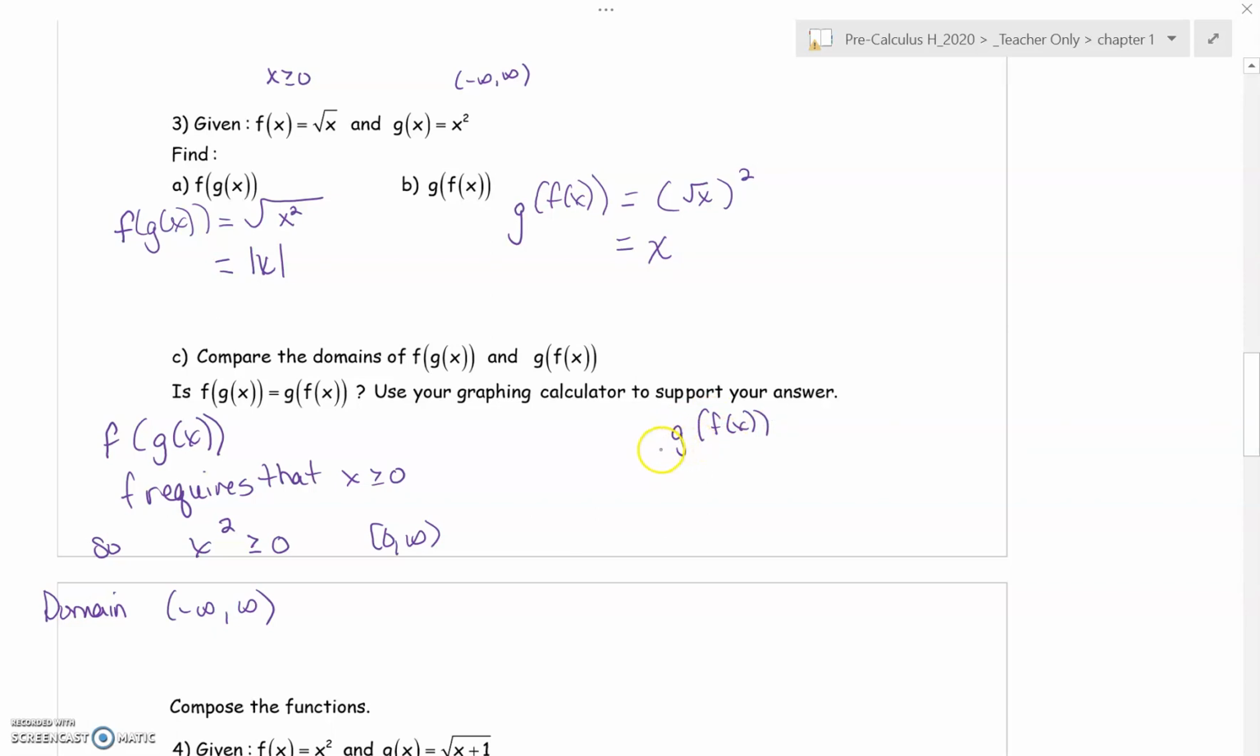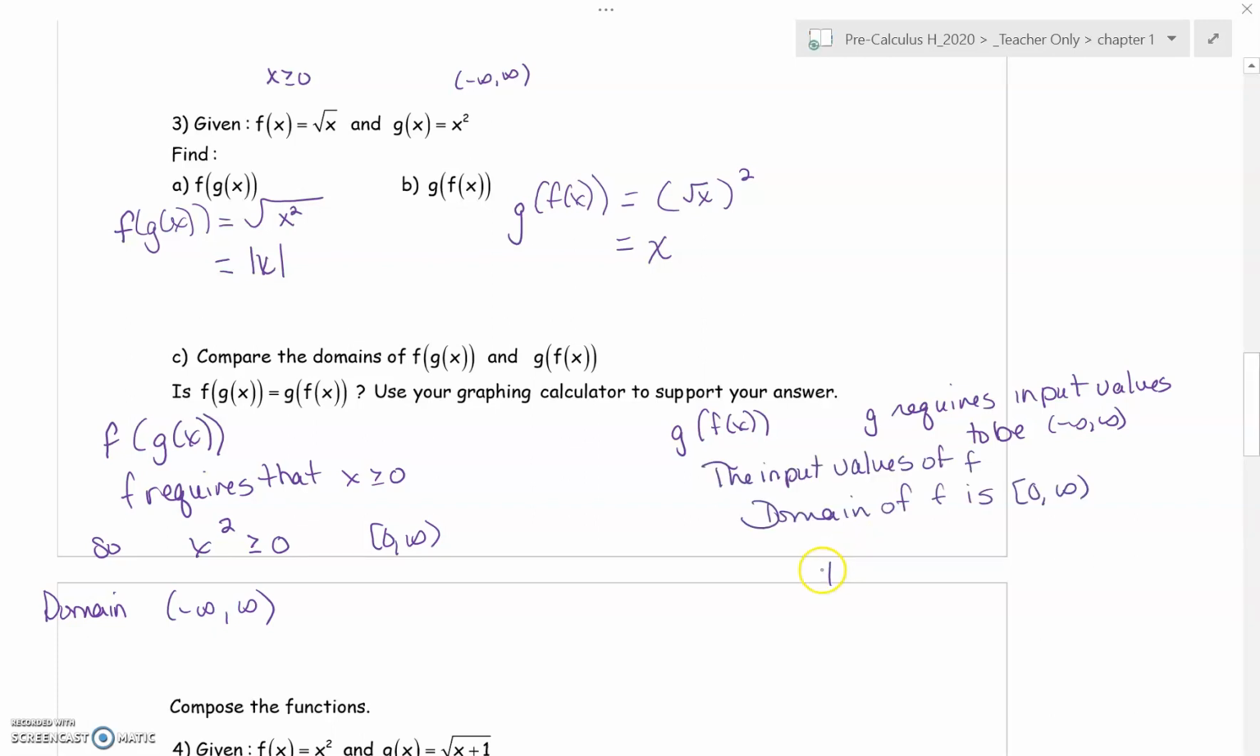Now, if you wanted to find the domain for g of f of x, again, this time we're thinking about g. G requires that all of its x's, all of its input values, are real numbers. But if you think about it, however, consider the domain of f. The input values for f must be greater than or equal to 0. So again, I'm expecting the domain of the composition to be 0 to infinity.